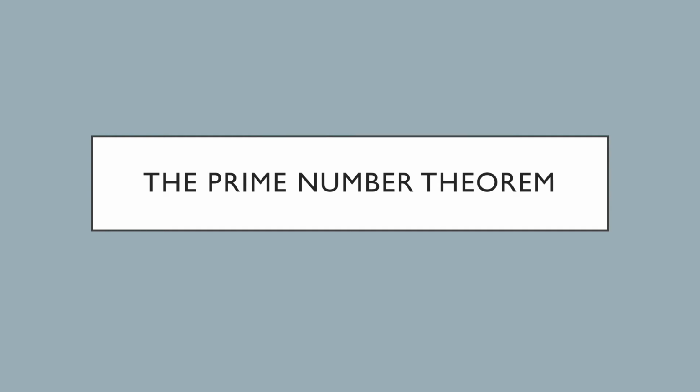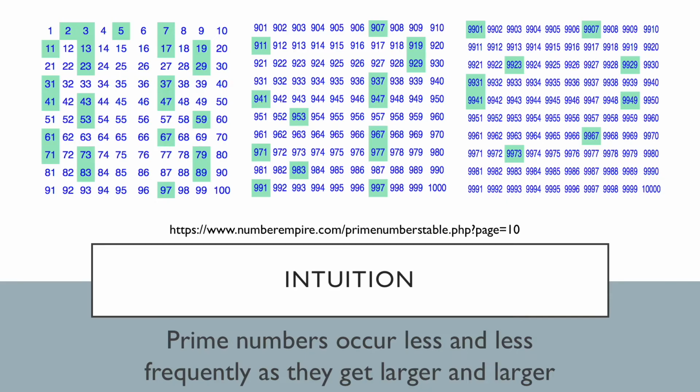This is an overview and implementation in Excel of one of the most important results in number theory and cryptography, the prime number theorem. At the most basic level, the prime number theorem is just a mathematical formalization of a pretty intuitive notion, the notion that prime numbers occur less and less frequently as they get larger and larger.